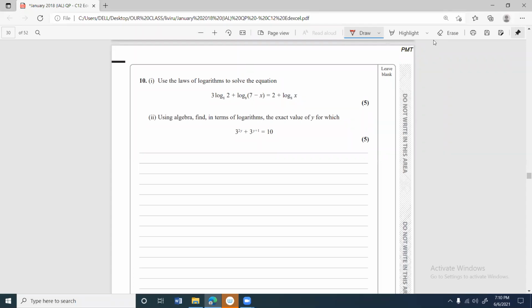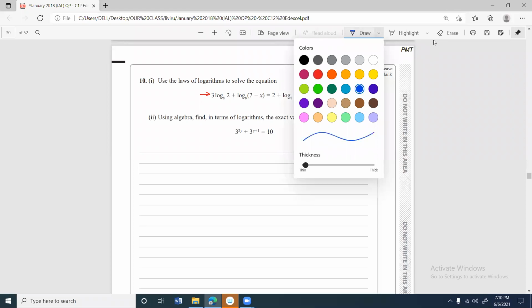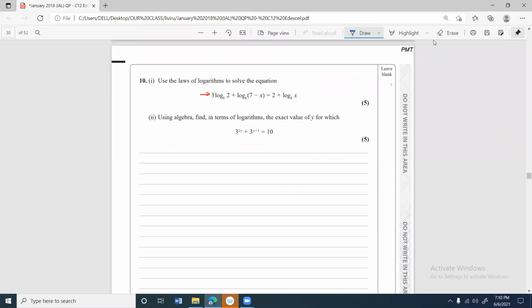Right. Use the laws of logarithms to solve this equation. When you see a question like this, the first step is to bring all logarithm terms to one side. Then it turns up to 3 log 8 of (7 minus x) minus log 8 of x is equal to 2. We have to be very careful about the base over here, because you can see it's not base 10, it's base 8. Now simplify.